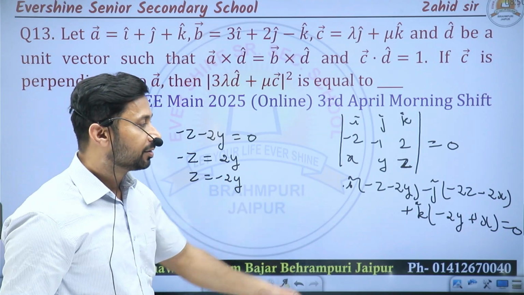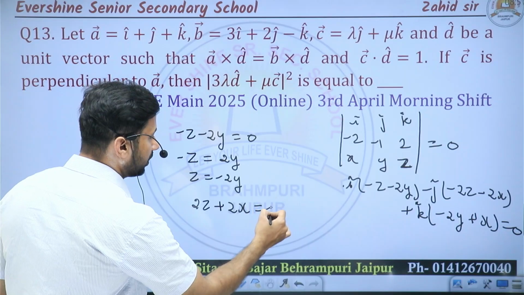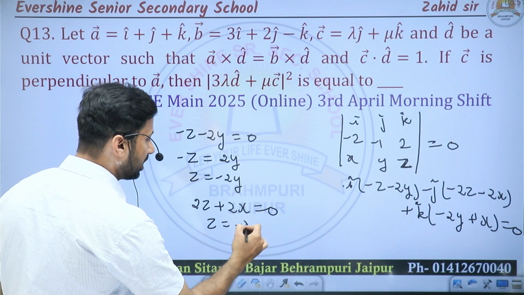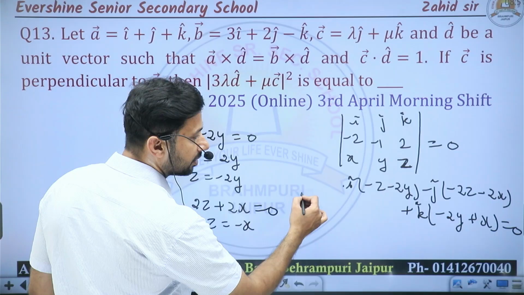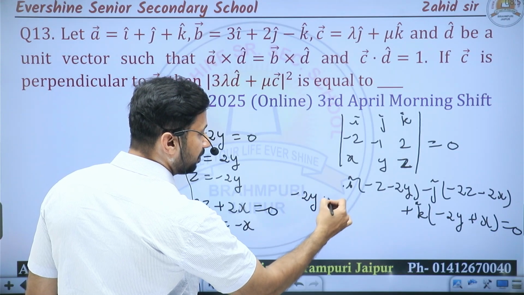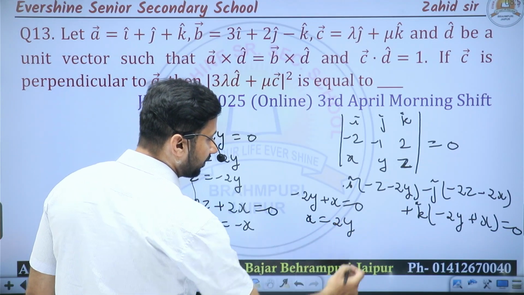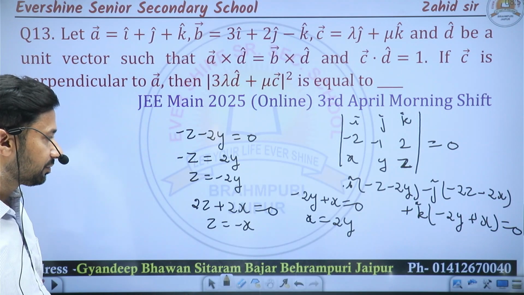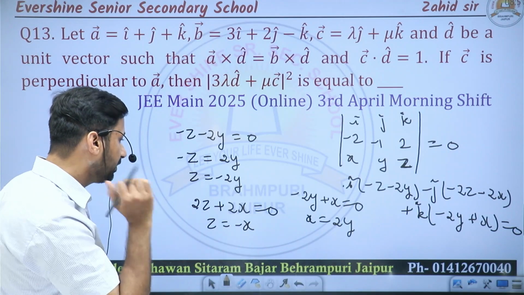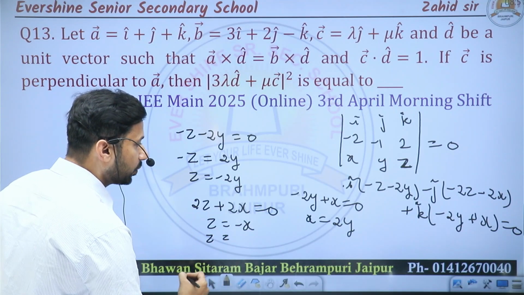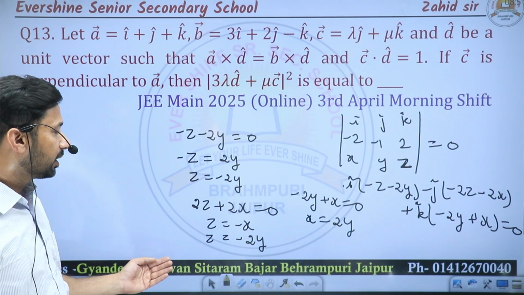Next, minus 2z minus 2x equal to 0, which gives z equal to minus of x. Third one, minus 2y plus x equal to 0, which gives x equal to 2y. I can replace the value of x here, so I can find the value of z easily. So z will be equal to minus 2y. So I have converted all terms in terms of y.